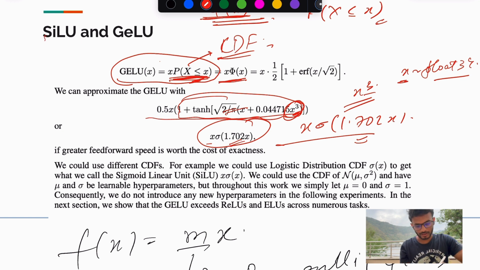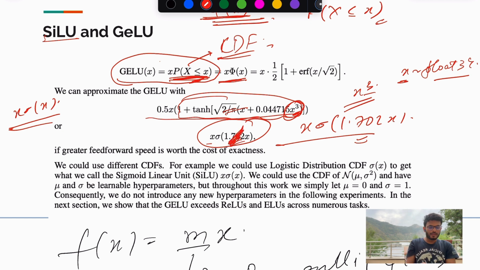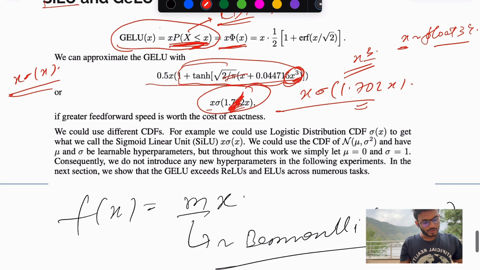Now comes the sigmoid linear unit. The sigmoid linear unit is basically the same thing, just it becomes x times sigma of x. So we are not using this 1.702 parameter. So this is much more about this particular kind of activation function.